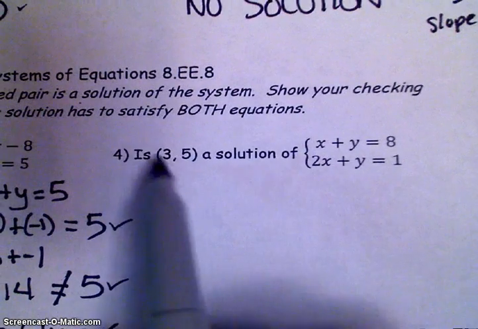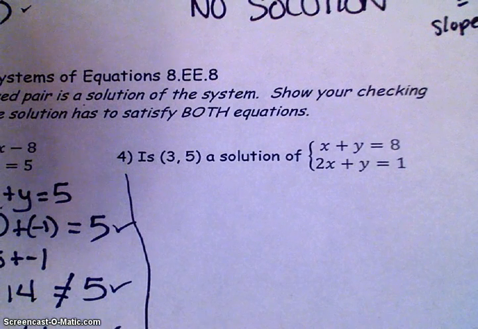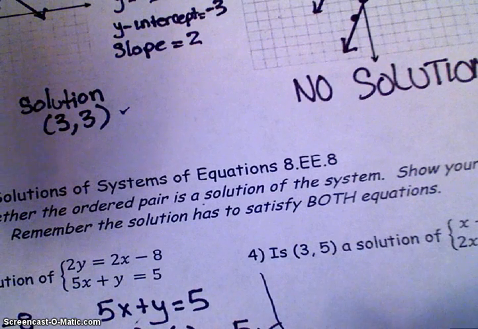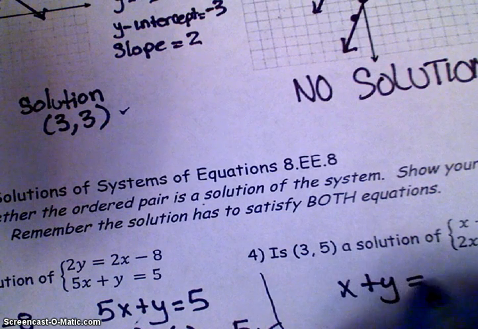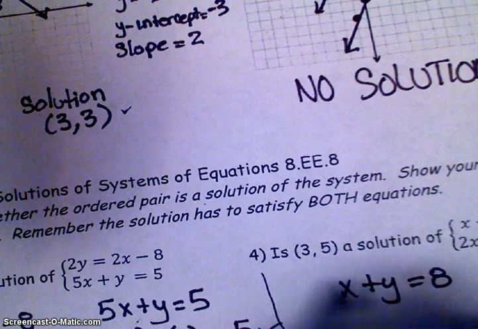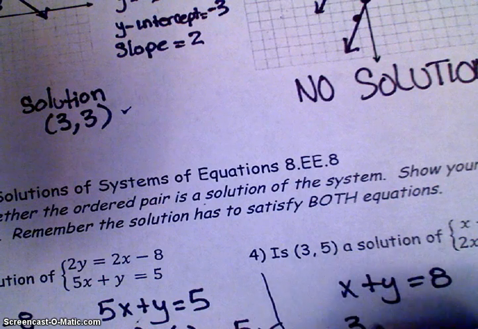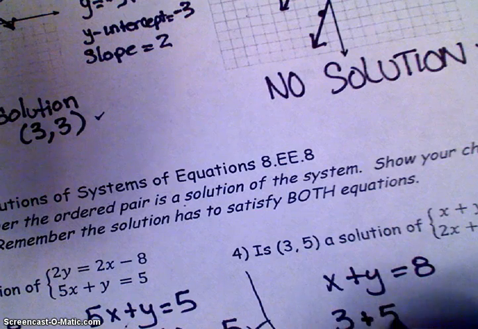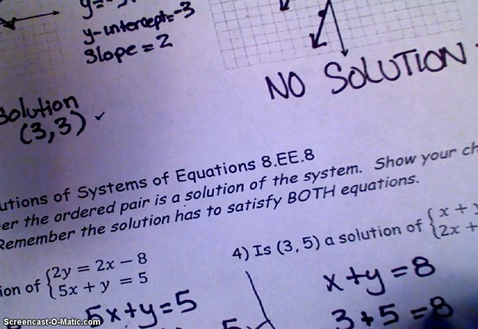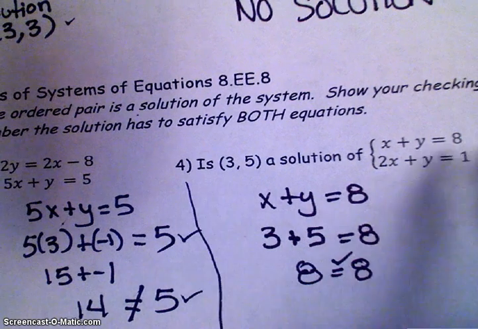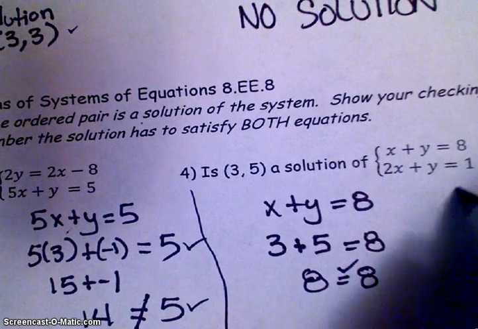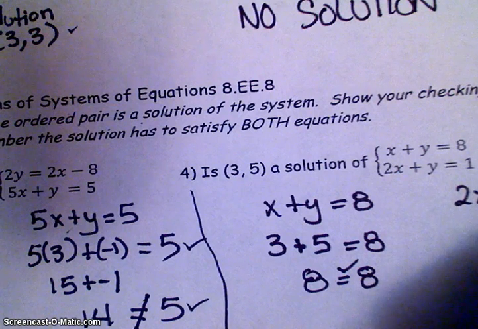Over on this side, I'm going to do the same thing, but this time I'm checking for 3, 5. I'm going to go ahead and substitute. I have x plus y equals 8. Then I'm going to substitute in 3 for x and then 5 for y. Does 3 plus 5 equal 8? Well, 3 plus 5 is 8, so they equal each other. So I know 3, 5 works for the first one, but I have to make sure that it works for the second equation.